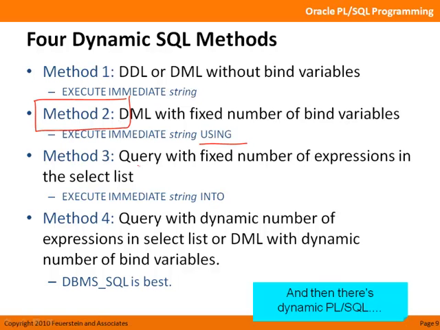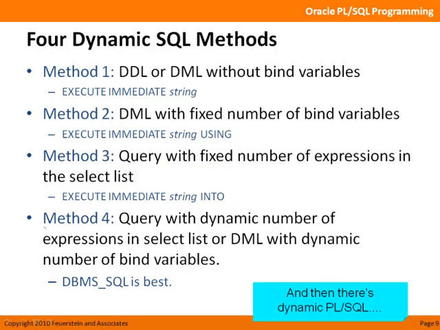Method 3, I'm executing a select statement, a query, with a fixed number of expressions in the select list. In other words, at the time I'm writing my code, I know that I'm going to select just 2 columns, a string and a number, or maybe 500 columns, all strings. But I know, and it's fixed at compile time. And in that case, I use execute immediate and the into clause, just like select into or fetch into.